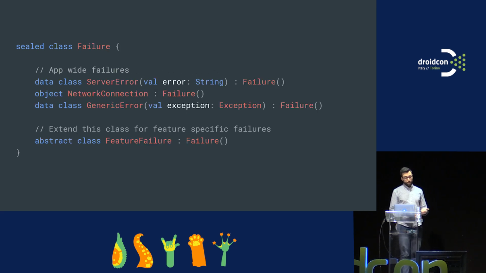Knowing that, we're going to start modeling our screen and our business logic following this approach. If we talk about the failures, we have app-wide failures. We have things that are common to all the screens in our app. For example, from the networking layer, we can have a server error. We can have a connection error, where we are not connected to the internet. We can have different types of errors app-wide. But we also have feature-specific errors that we want to describe.